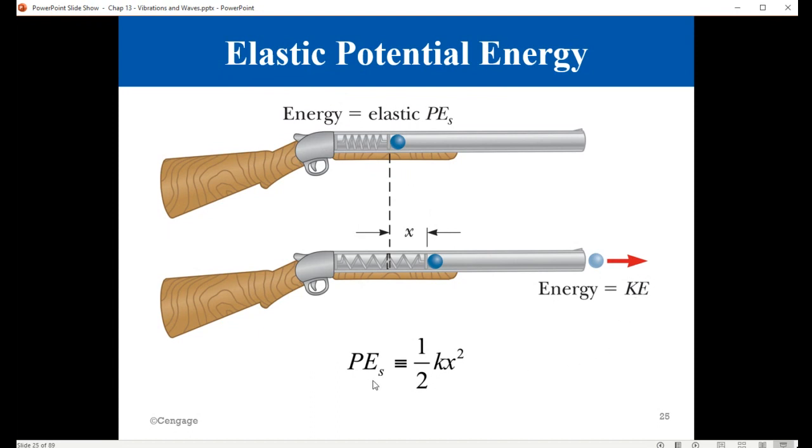The potential energy can be calculated from this formula. It is half kx squared. k is the spring constant, and x is the compression, the displacement from the unstrained position.